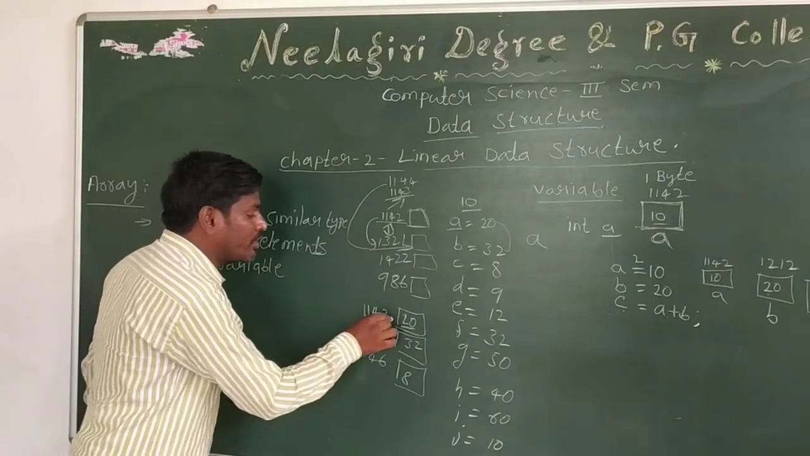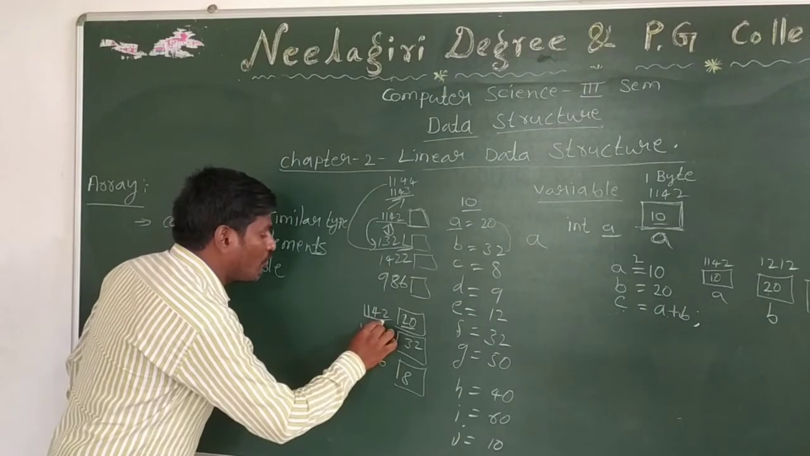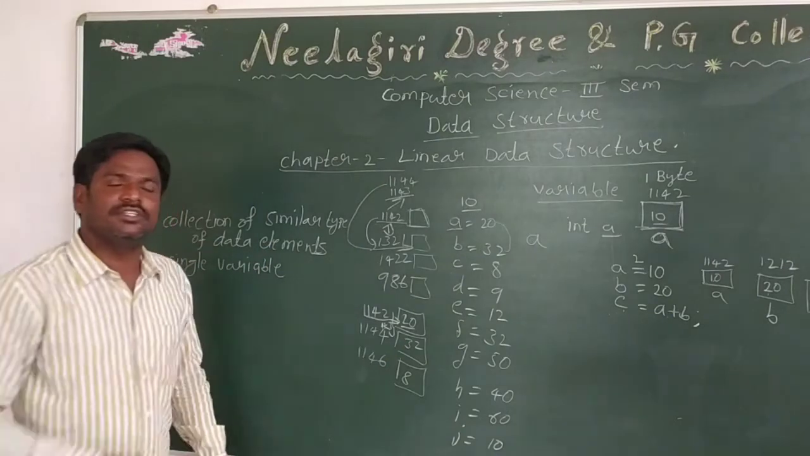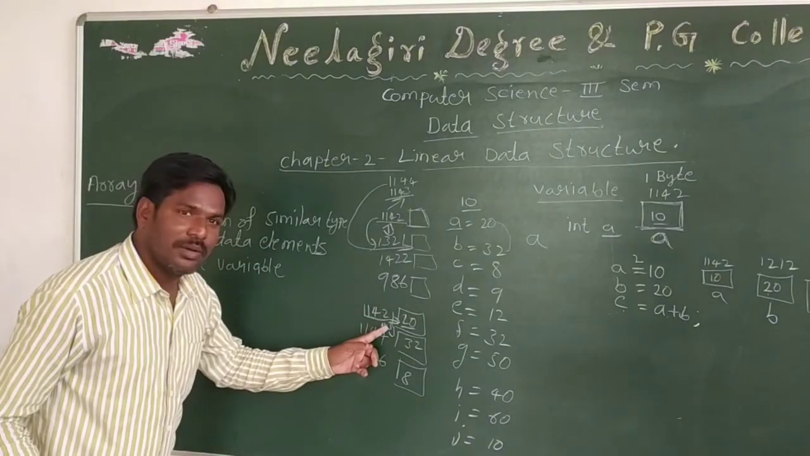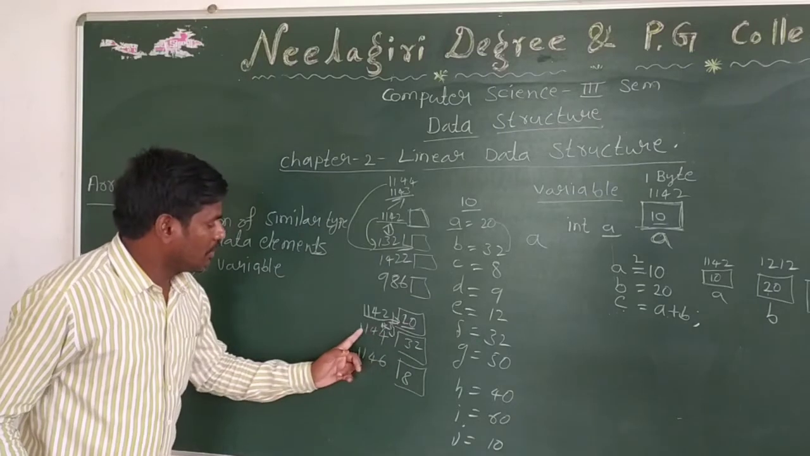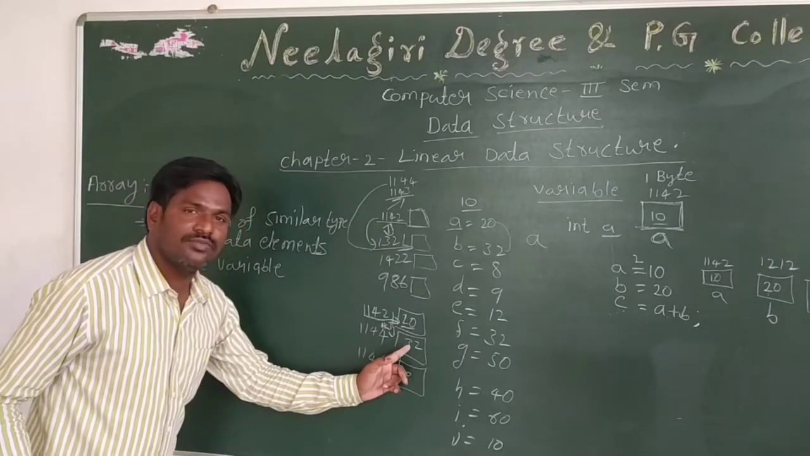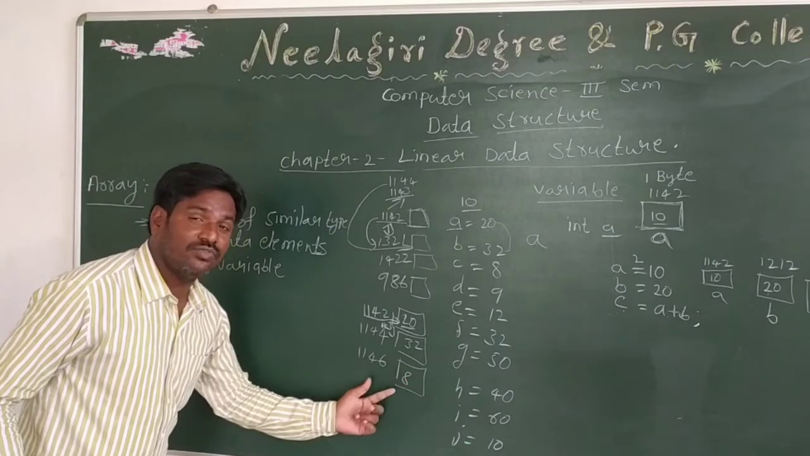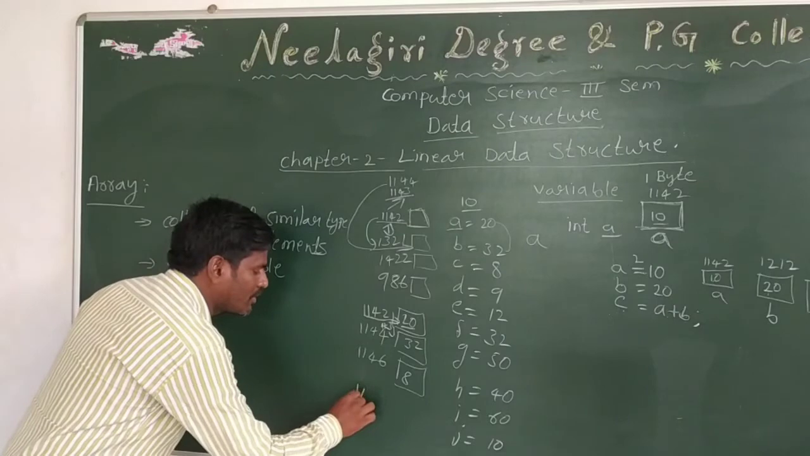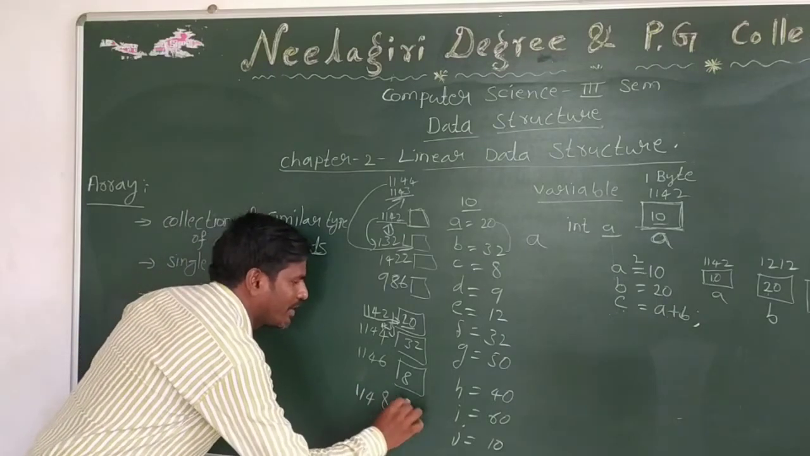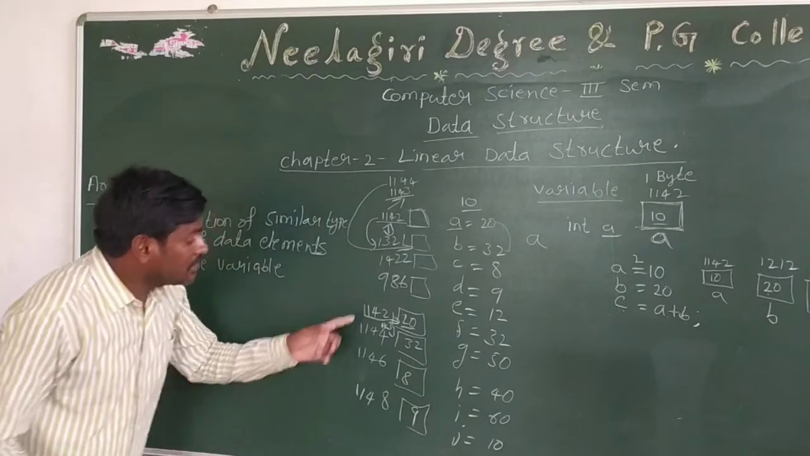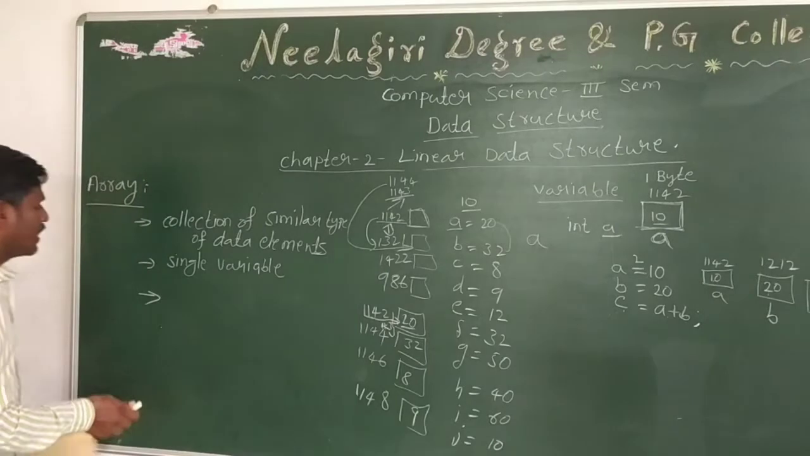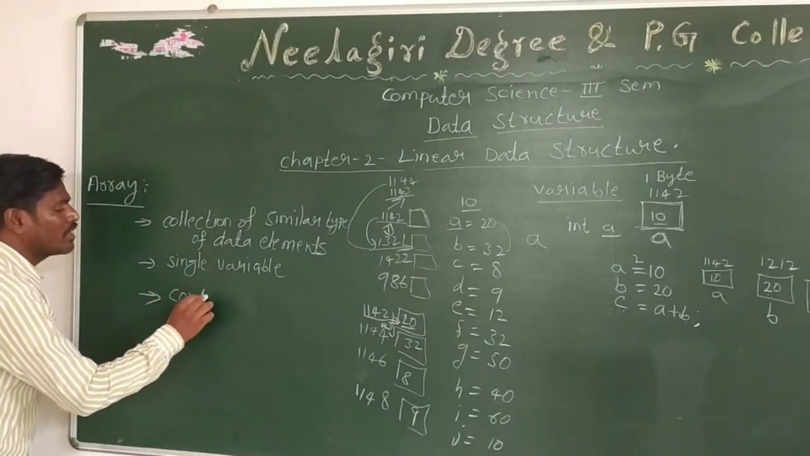So 1142 is one byte and 1143 is another byte. These 2 bytes are for this one. 1142 and 1143 are both for 20. 1144 and 1145 are both for 32. 1146 and 1147 are for 8. Guess what the next number is? Automatically, you can guess: 1148. That is where 9 will be stored. Like this, sequential memory will be allocated, that means continuous memory will be allocated.